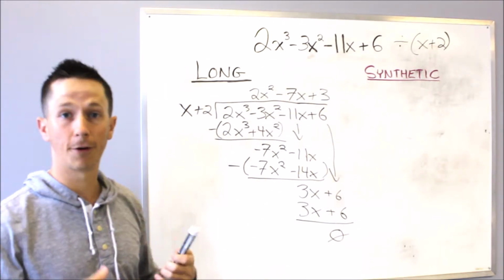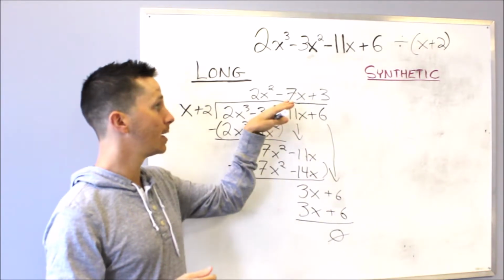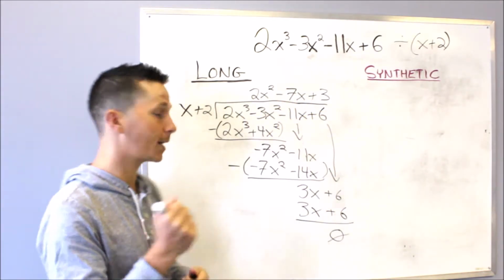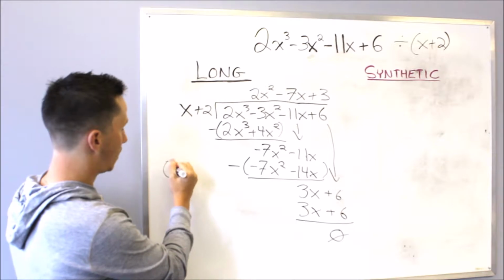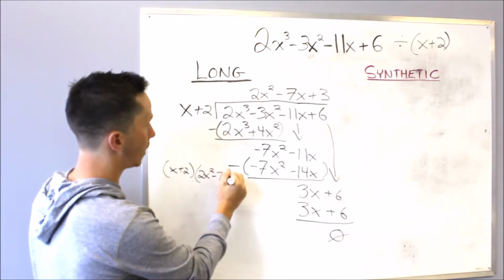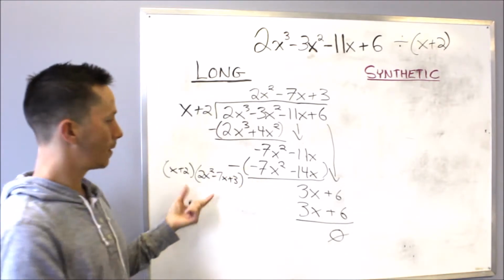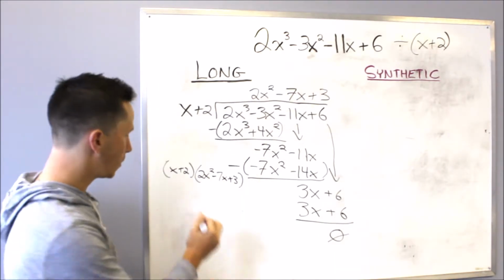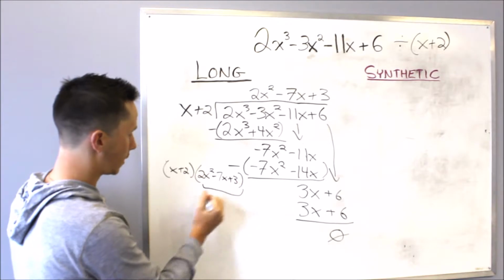The final step for fully factoring this polynomial is to see if we can factor this quadratic anymore. So right now we're saying x plus 2 times 2x squared minus 7x plus 3. This is the way to rewrite that polynomial, but I can factor this quadratic as well.